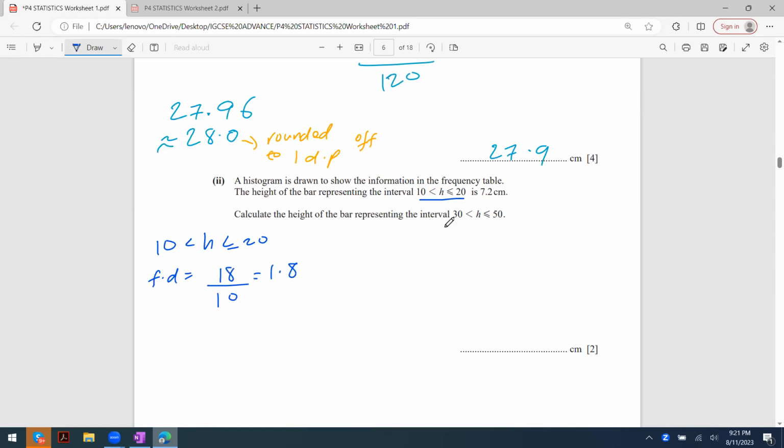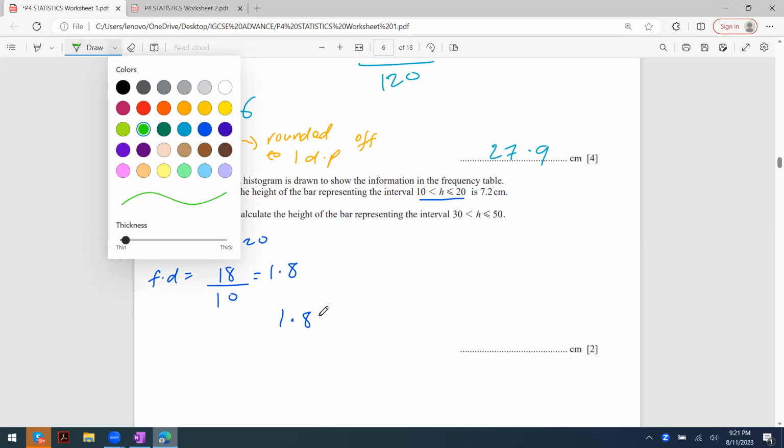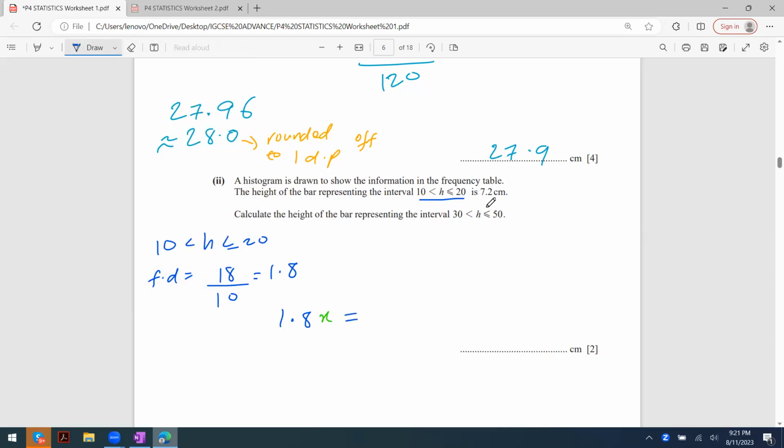Now for 1.8, they gave the height 7.2 centimeters. 1.8, they multiplied with a number. We don't know that number. Let's call it x, or a scale factor, and it became 7.2. So x is 4. That means every frequency density value, they just multiply with 4.